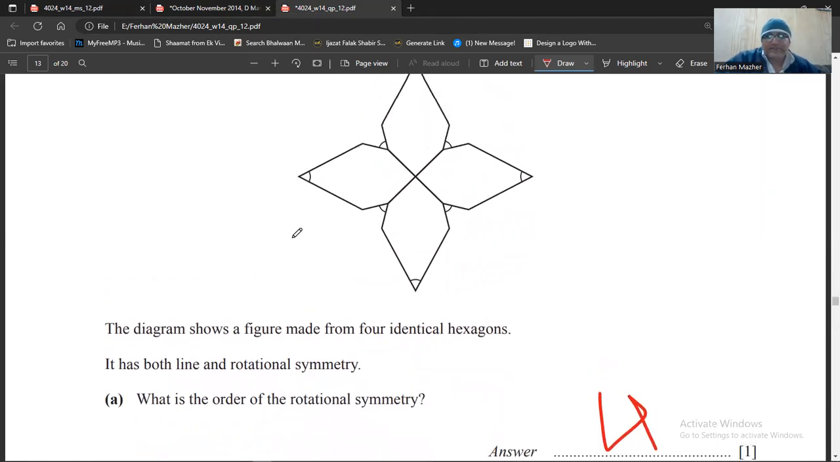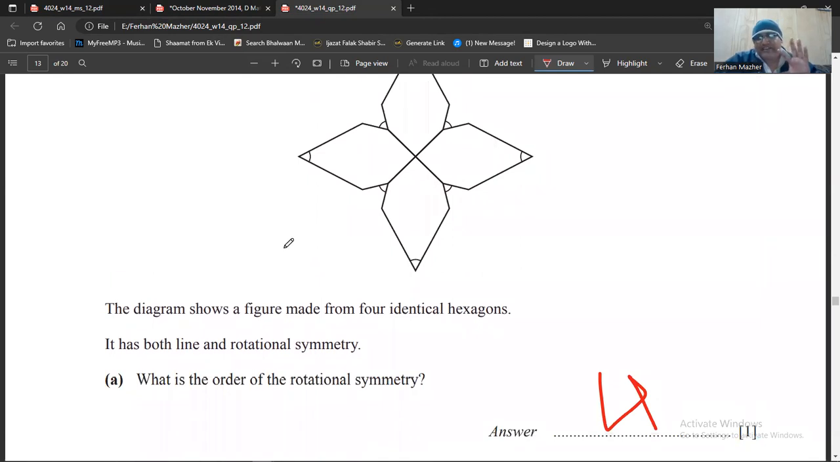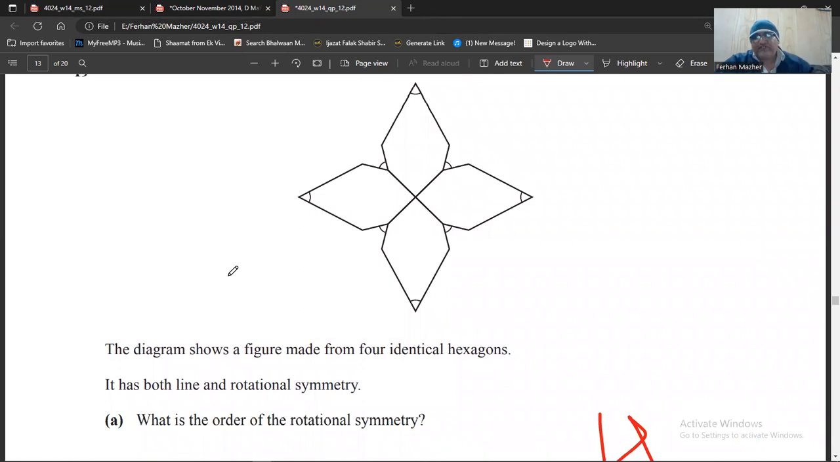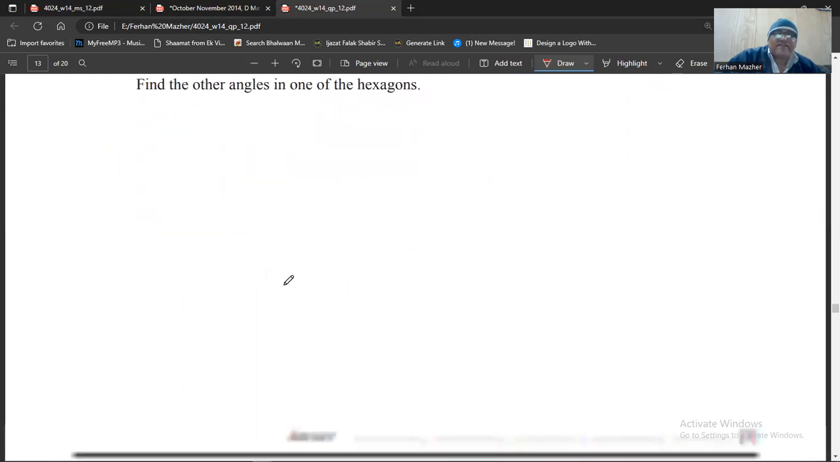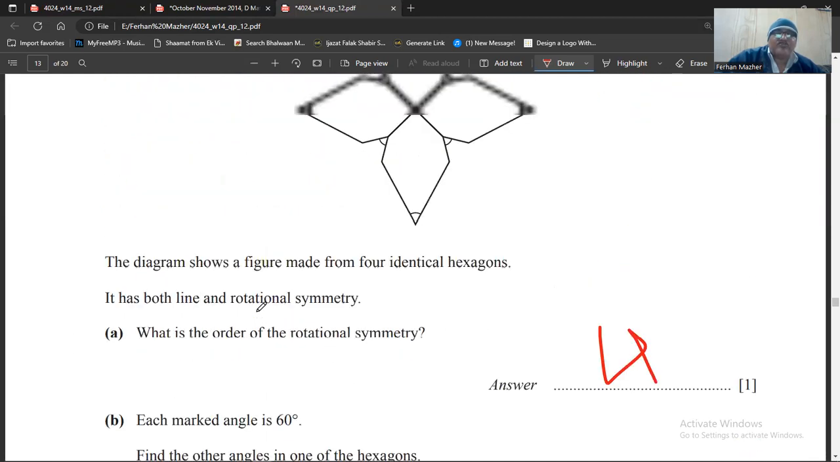4. Very simple. Rotational symmetry means that if you outline the boundaries of this shape, and then you rotate this shape 360 degrees, during this 360 rotation, how many times will this body fit on that outer boundary? So that is called the rotational symmetry, and that will be 4 here. Then he says each marked angle is 60 degrees. Find out the other angles in one of the hexagons. And it's a 3 marks question.